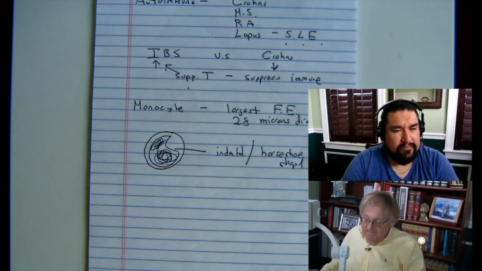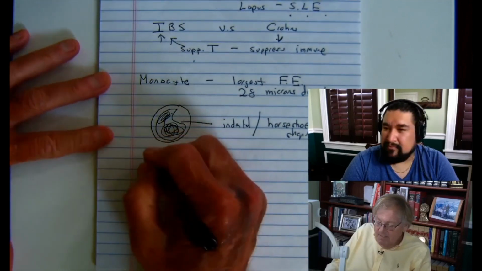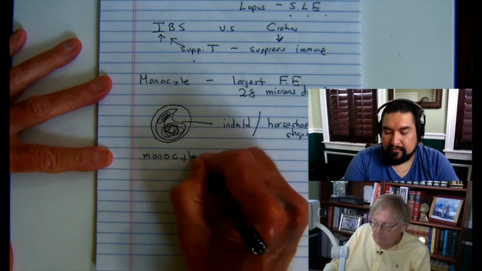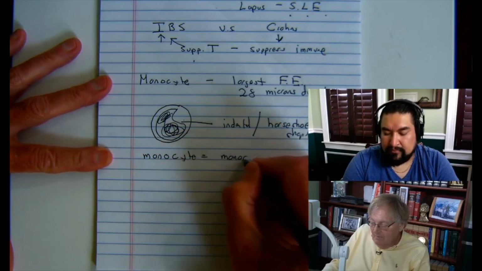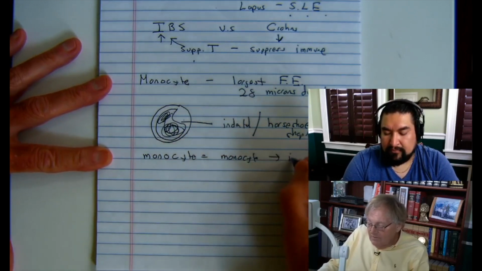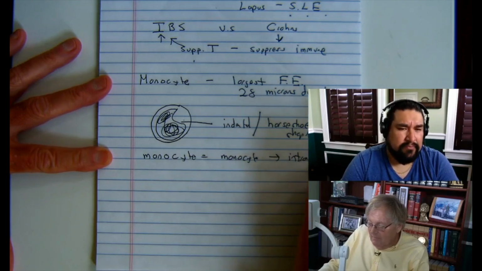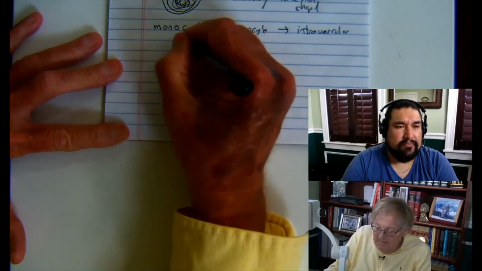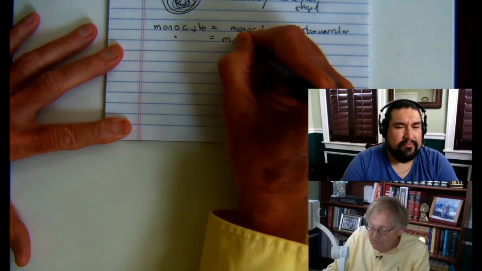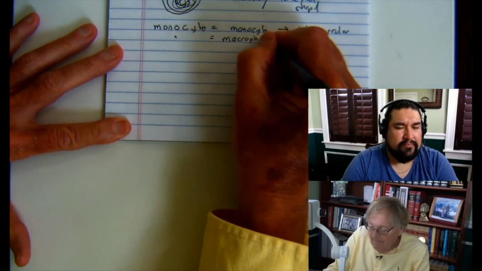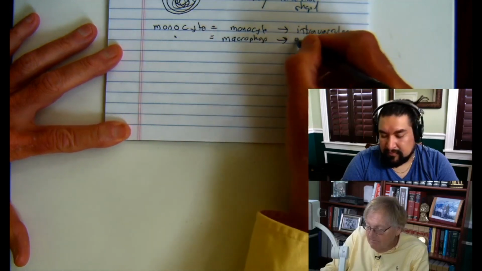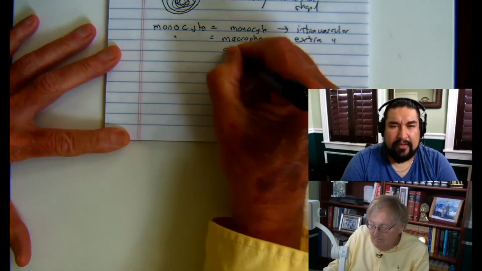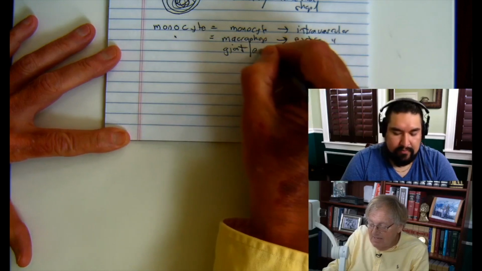Remember, a monocyte is significant because a monocyte is a monocyte when it's intravascular, when it's inside the vessel. But when it leaves the vessel, a monocyte equals a macrophage when it's extravascular. It changes names. Macro, giant; phage, eater: a giant eating cell.